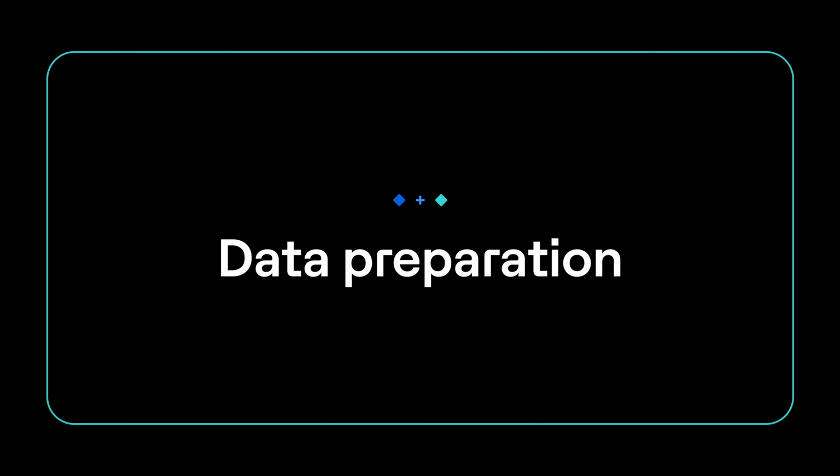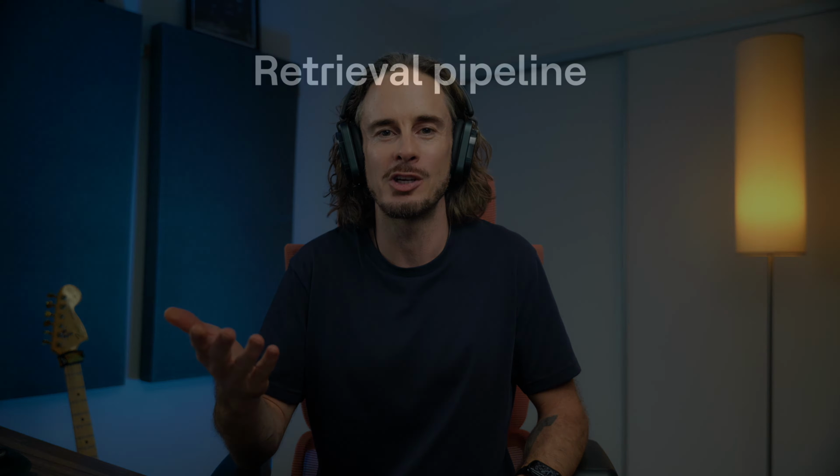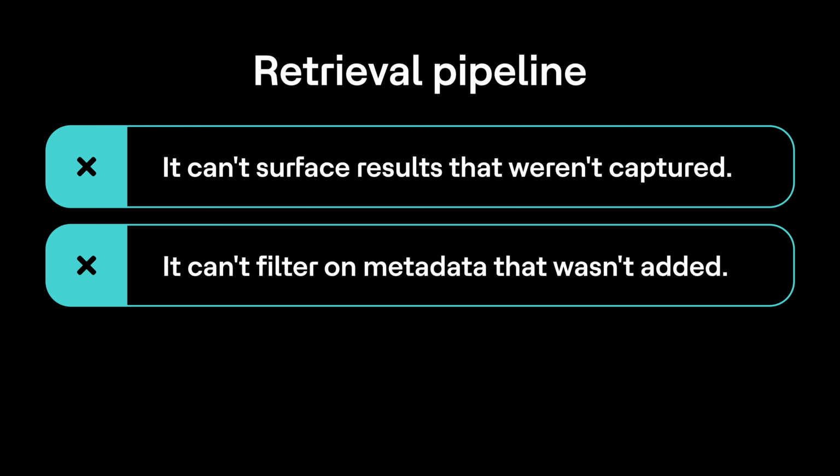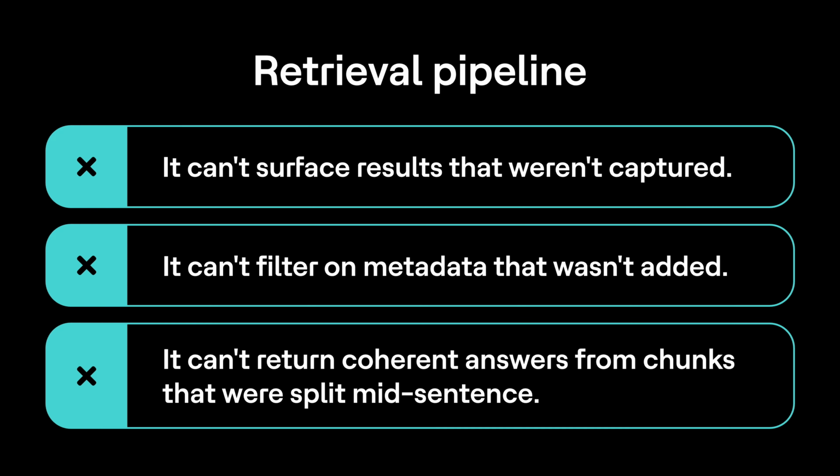But often, what seems like a search or retrieval problem is actually a data quality problem, which is why data preparation should be your first priority. Your retrieval pipeline is only as good as the data that it's searching. It can't surface results that weren't captured, it can't filter on metadata that wasn't added, and it can't return coherent answers from chunks that were split mid-sentence.